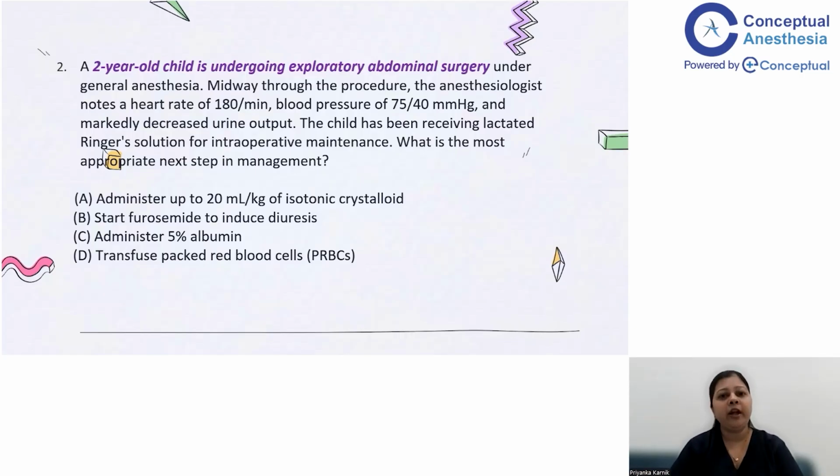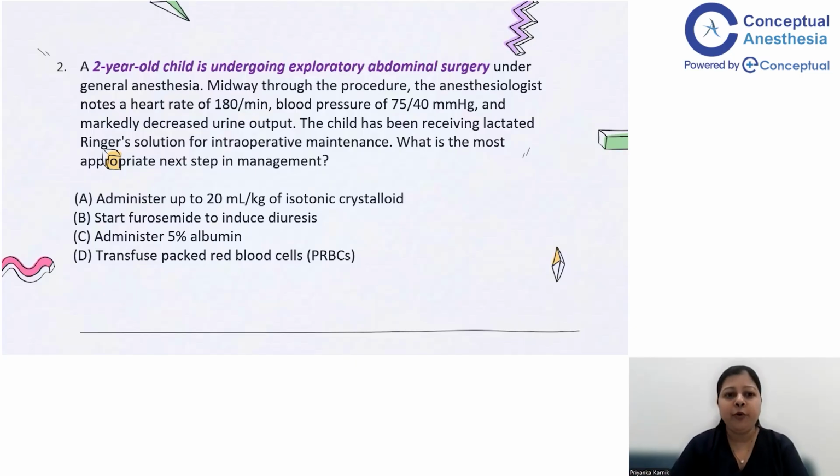So the patient is undergoing abdominal surgery and the child has been receiving intraoperative maintenance of lactated ringer solution. Now here we are seeing that the heart rate is 180, so there is tachycardia, there is hypotension, and there is decreased urine output. So all of this points towards hypovolemia. And we all know that in children undergoing abdominal surgery, just maintenance of fluids is not going to suffice. We have to replace the ongoing losses, that is the third space losses, because of the bowel exposed, whatever loss is happening has to be replaced.